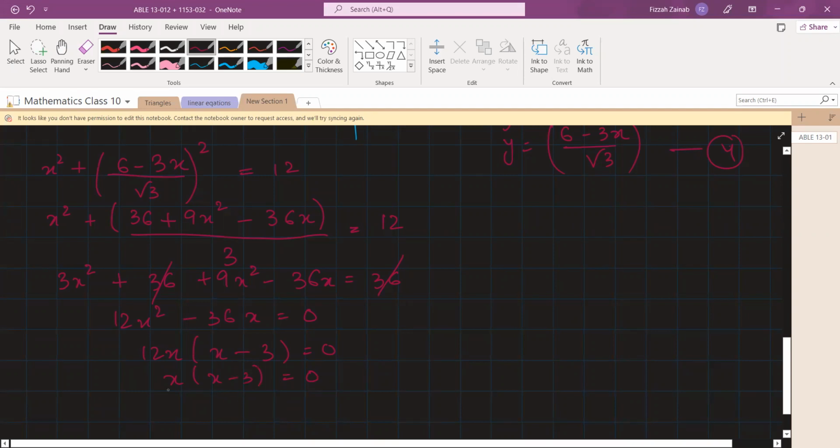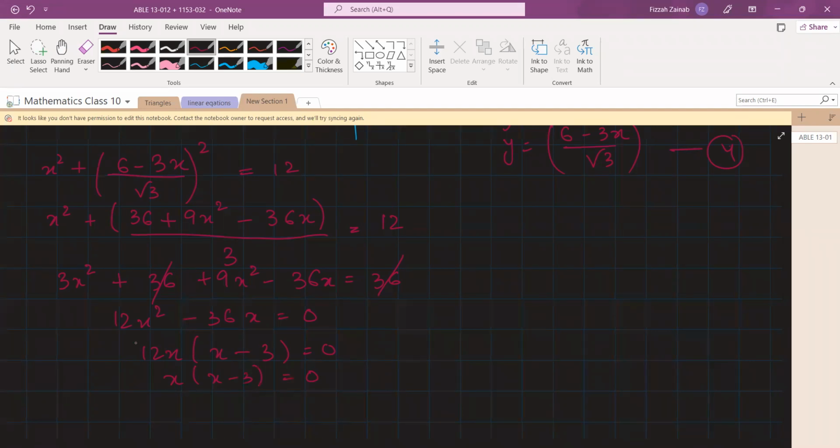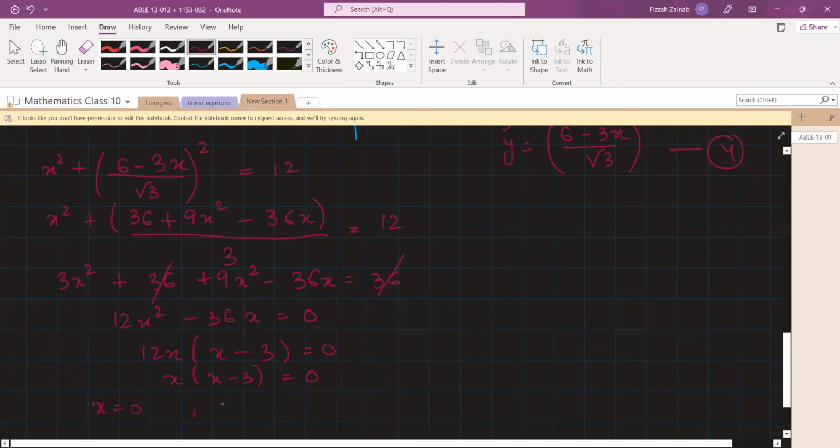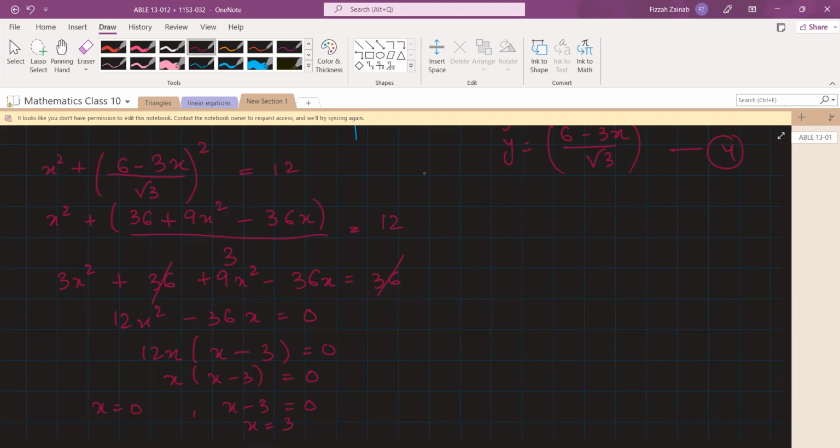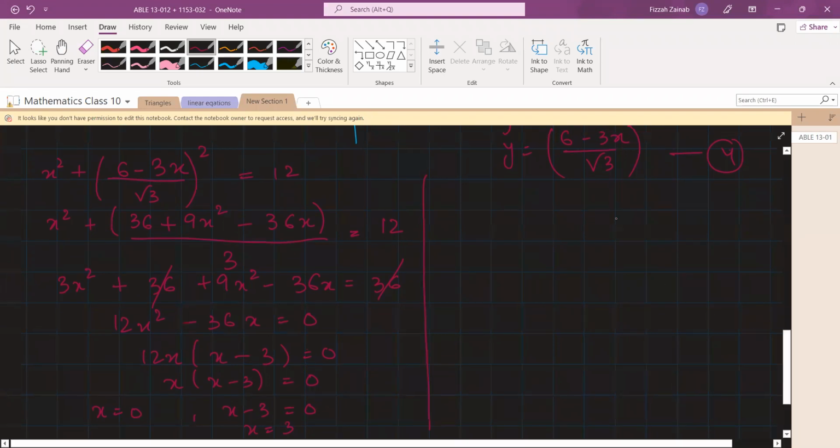So basically two factors you have got now. One time x is equal to 0 and one time x minus 3 is equal to 0. So x is equal to 3. I don't know what mistake we did, but that way also we can do it, right? It should be correct that way also. You can check again. Two values of x, so that means I'll get two values of y. So one by one, put it here in equation 4.